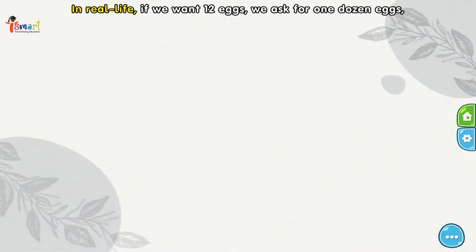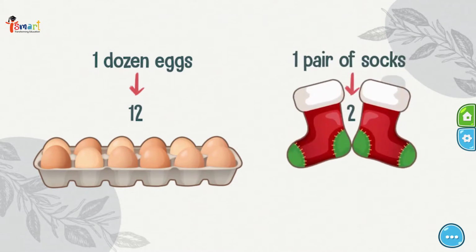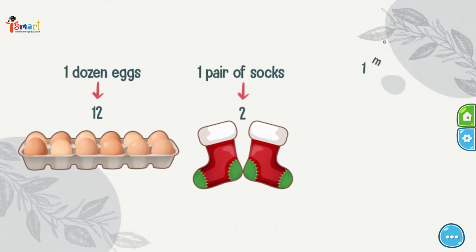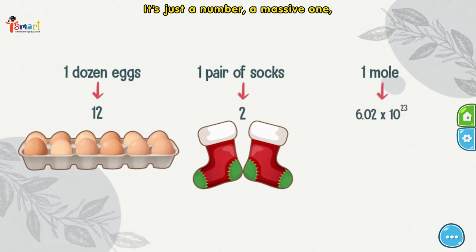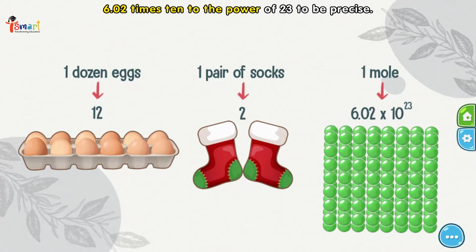In real life, if we want 12 eggs, we ask for 1 dozen eggs. Or, if we want 2 socks, we ask for a pair of socks. A mole is exactly the same. It's just a number, a massive one. 6.02 times 10 to the power of 23, to be precise.